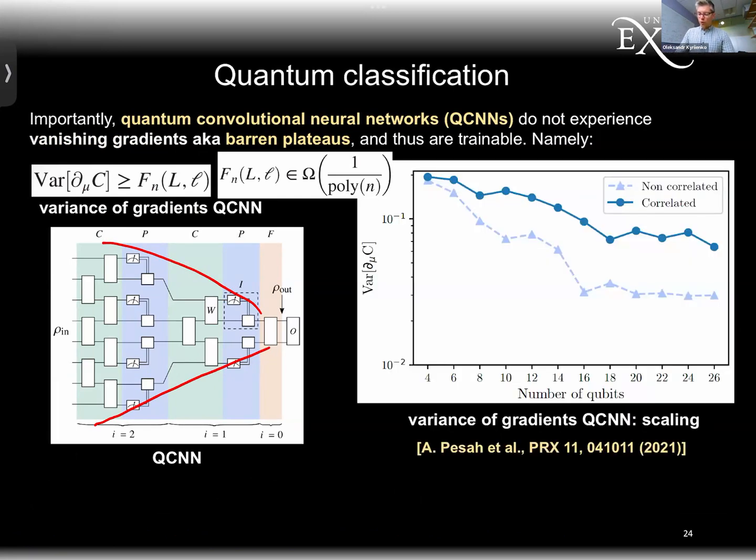Another issue: if you consider uncorrelated and correlated parameters in these models, you see that the correlation between parameters keeps the gradients high, which means that you keep some information about the state, and you can efficiently navigate the landscape.